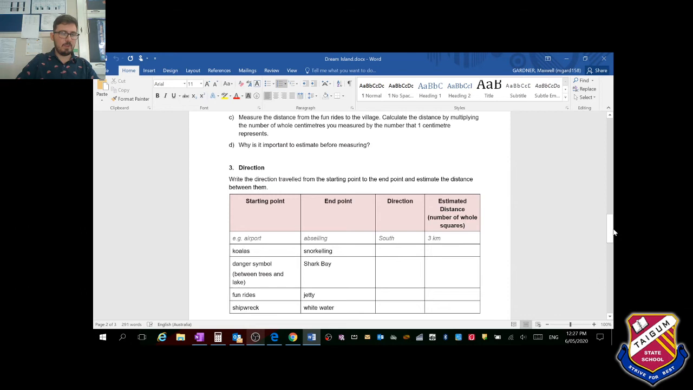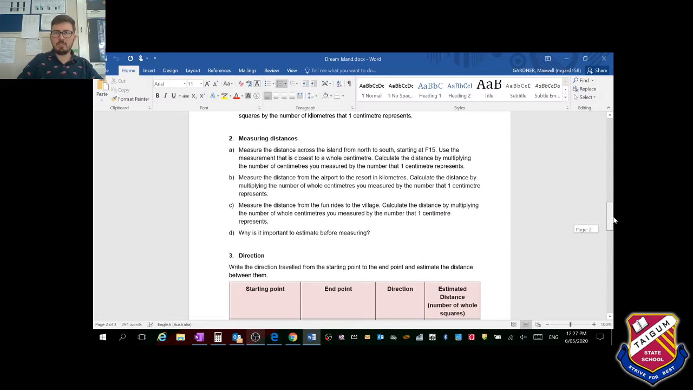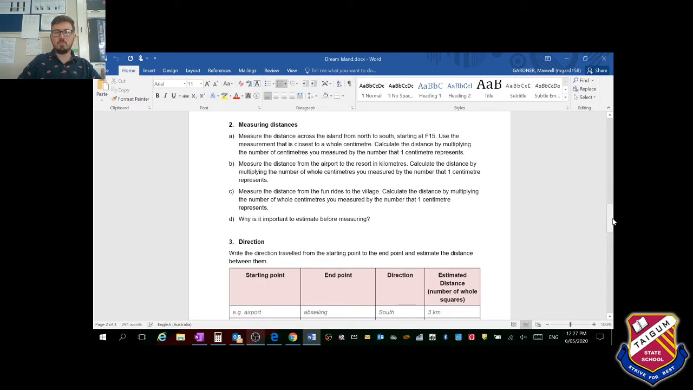Now, this is what I wrote. It is important to estimate before measuring so you can determine a reasonable answer first. That way you will know if your real answer is close to your guess. So we estimate as adults in our everyday life, and we estimate because we need to get a reasonable, approximate answer. That way when we get our actual answer, we can compare the two. And if our guess was way different to our actual answer, that's when we start to think, okay, maybe we've made a mistake. But if your guess and your answer are quite close, it usually means that you're on the right track. Okay?